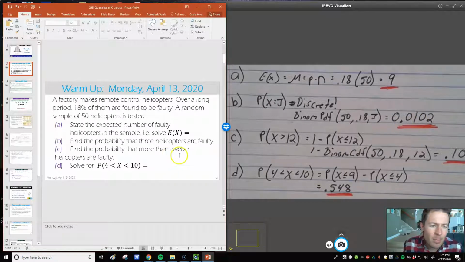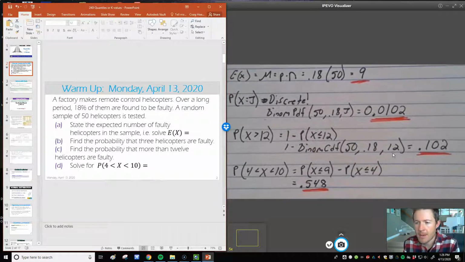All right, find the probability that more than 12 helicopters are faulty. So the probability X is greater than 12. Remember, your CDF function is not built for greater than, it's only built for less than. So I'm going to translate this into 1 minus, well, what do we want to take away? If we want to include everything greater than 12, for example 13, 14, 15, and so forth, then we want to take away from the entire group 12, 11, 10, everything below that. So I'm going to do 1 minus binom CDF, and when I did that, I got about 0.102. So about a 10% chance of that happening.